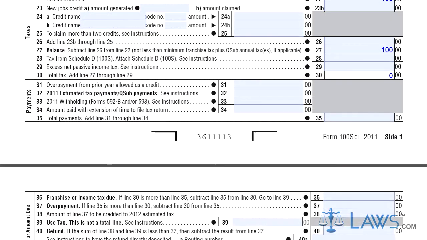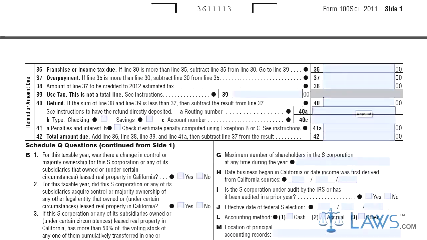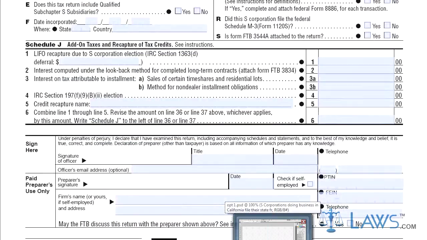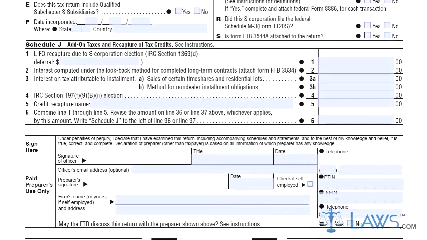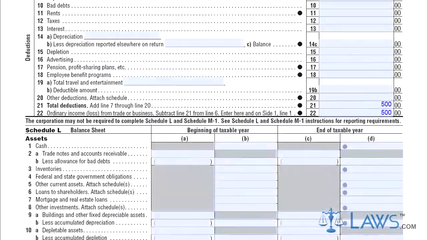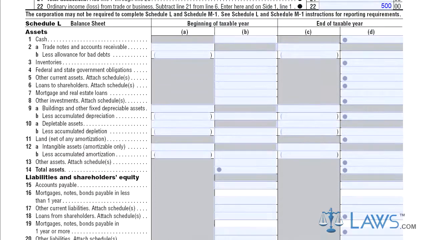Step 7. Lines 31 through 35 contain instructions for documenting payments already made. Step 8. Lines 36 through 42 contain instructions for calculating the refund or payment due. Step 9. Schedule J on the second page concerns add-on taxes and the recapture of tax credits. Take the result from line 6 and revise line 36 or line 37 as applicable by this number.